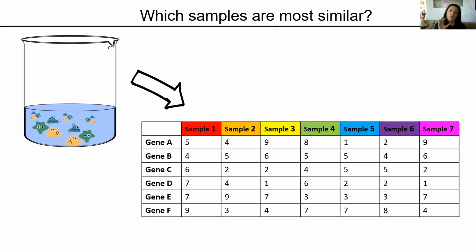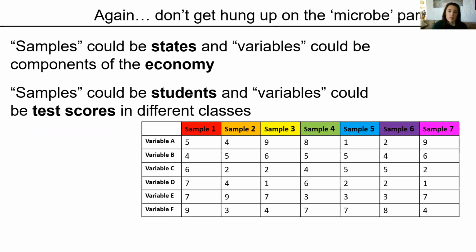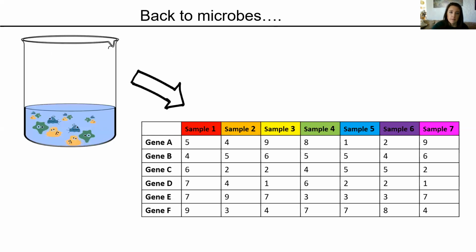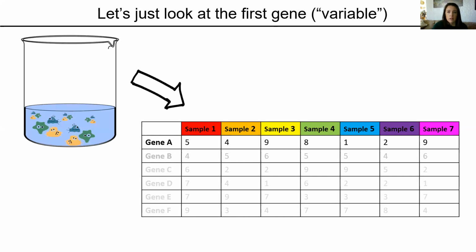And you want to know which of these samples, which of these locations are most similar. Again, if the microbe gene part is throwing you off, samples could be states, and variables could be components of the economy, like GDP or something. Similarly, samples could be high school students, and the variables could be test scores in different classes, like your math final, English final, whatever. Back to microbes.